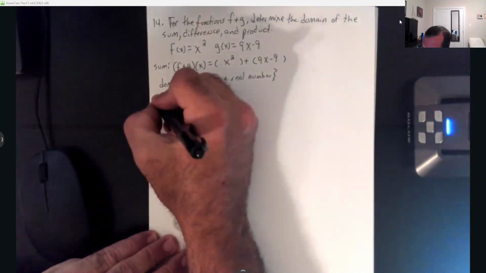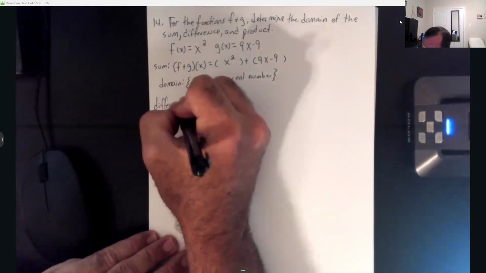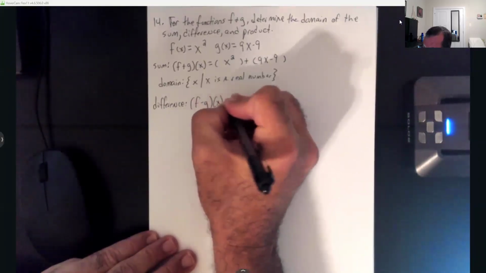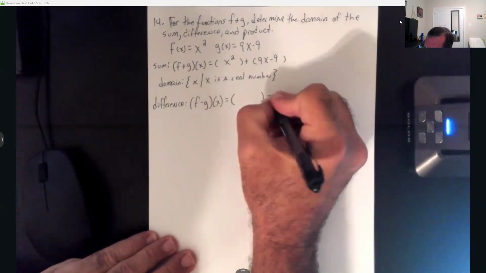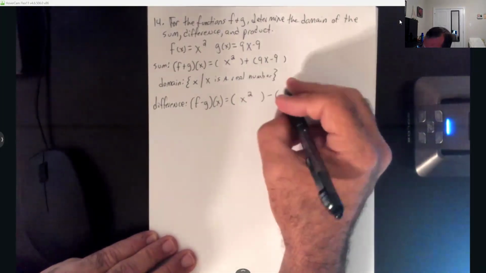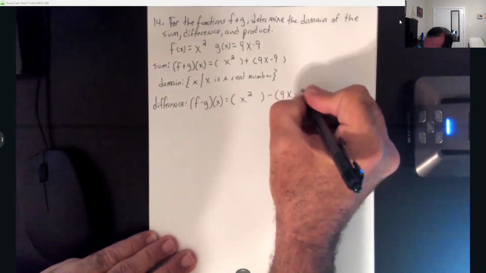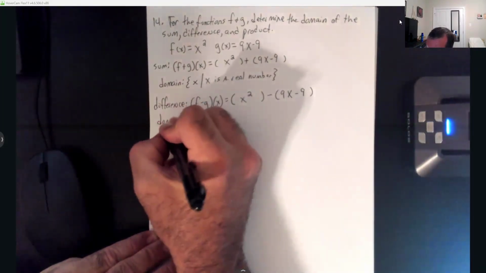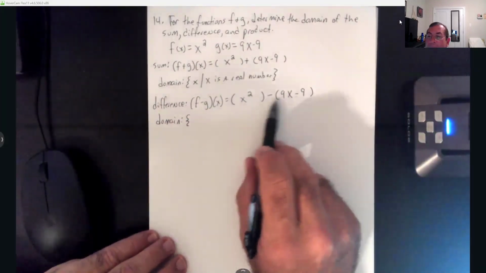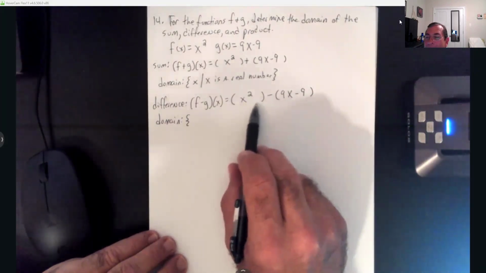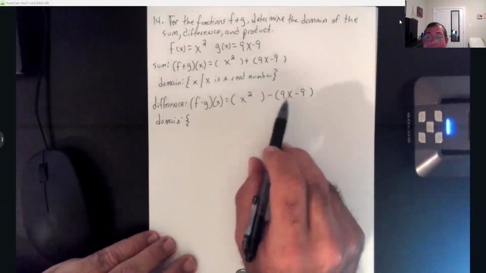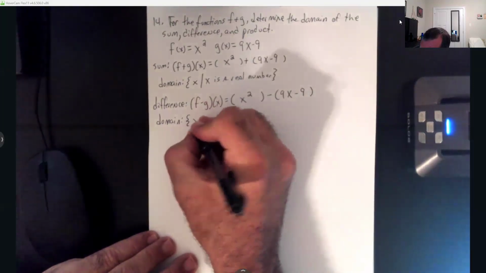But what about the difference? The difference is just going to be f minus g of x. That'll be our f minus our g, so x squared minus 9x minus 9. My question is, what is my domain of this being subtracted? Because guess what? I still don't see any restriction. X is a real number because there are no fractions on that.